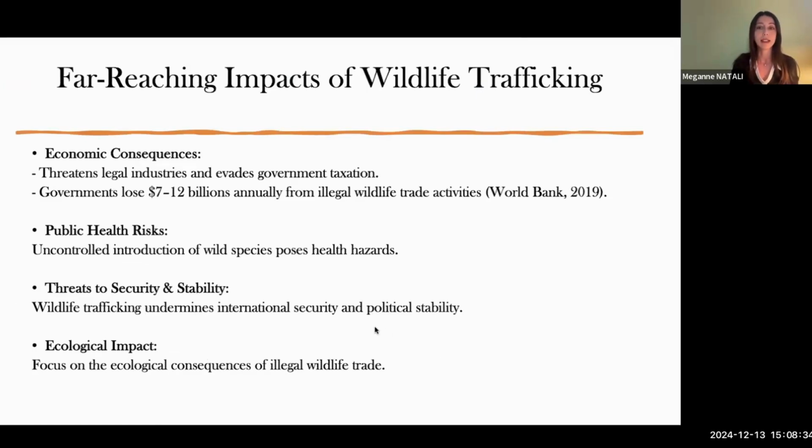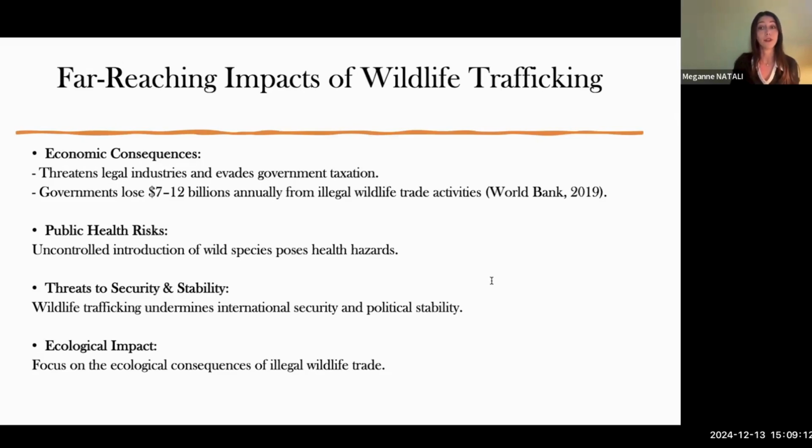Beyond its role as a lucrative illicit enterprise, wildlife trafficking generates a myriad of parallel challenges and consequences. Economically, it threatens legal industries operating alongside it and evades government taxation. A 2019 World Bank report actually estimated that governments lose between 7 and 12 billion per year in potential fiscal revenues from illegal logging, fishing, and overall wildlife trade activities. And this undermines the development of local communities.